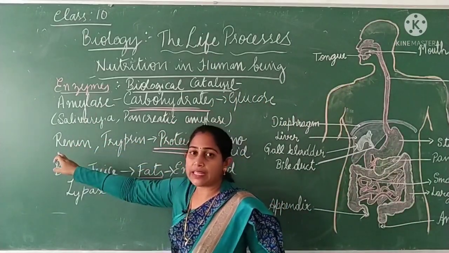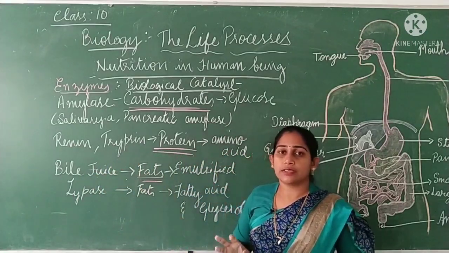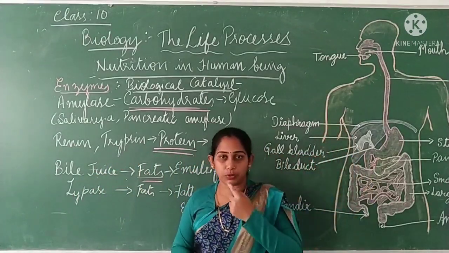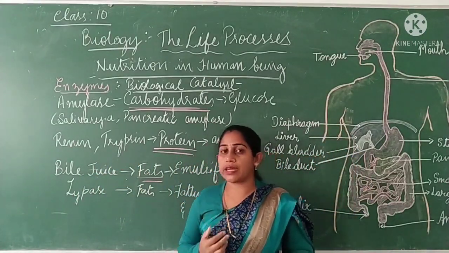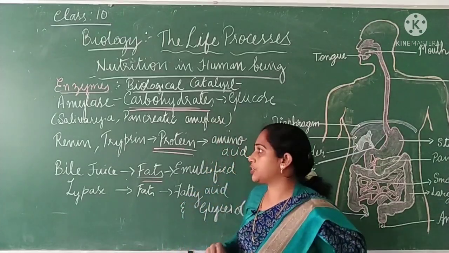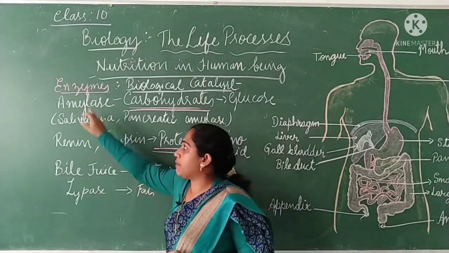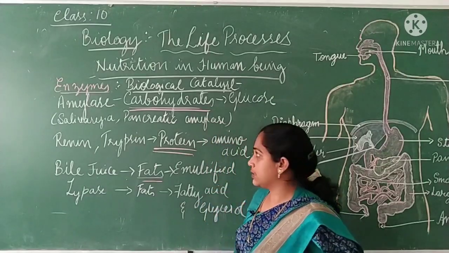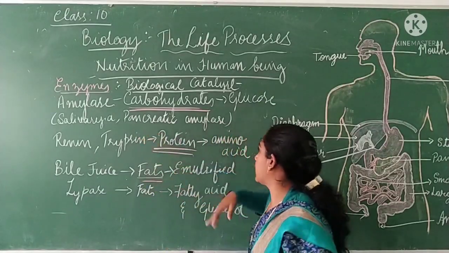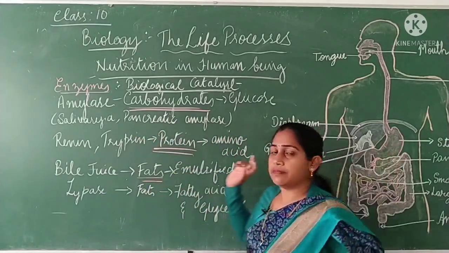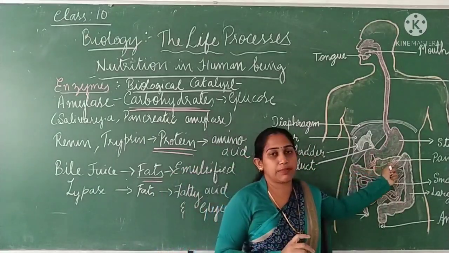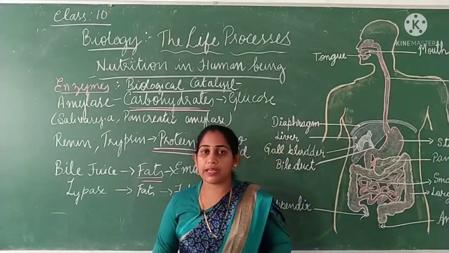So salivary amylase is produced where? It is produced in the salivary glands present in our mouth. You can find three salivary glands under our tongue and the buccal region, and they produce amylase called salivary amylase. Another amylase is produced by the pancreas. The pancreas also produces an amylase called pancreatic amylase.